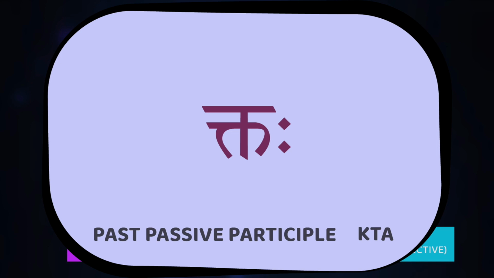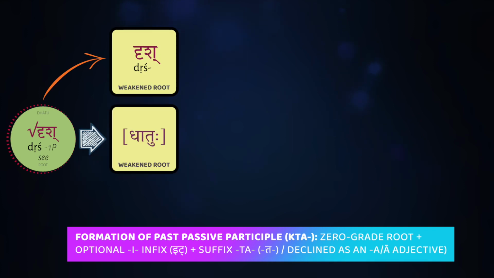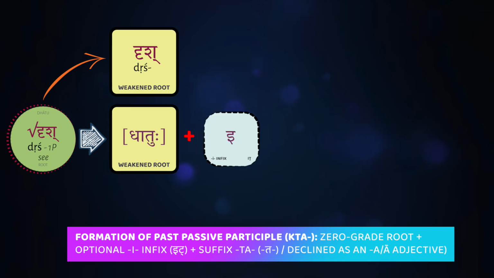The formation of the past passive participle is straightforward. You take a verb root and you weaken it. You take its zero grade form. This is basically the same that we saw in the passive construction, the karmani prayoga, also in the gerunds, the twantas. The PPPs are going to behave like those, but of course they're going to have their own special oddities and quirks and idiosyncrasies.